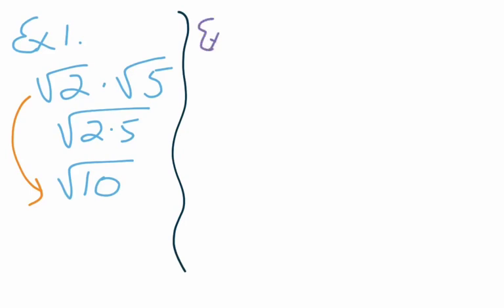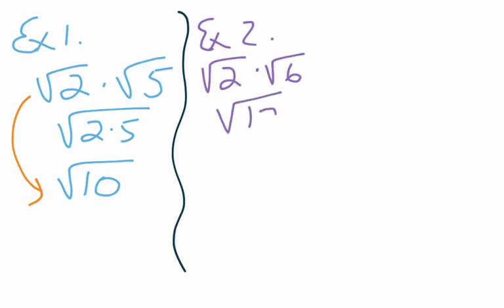Example 2. We'll do the square root of 2 times the square root of 6. So at first you're like, this is going to be really easy. That's just going to be the square root of 2 times 6, and 2 times 6 is 12. Ta-da! Easy peasy. Now, this is where it gets a little bit complicated.